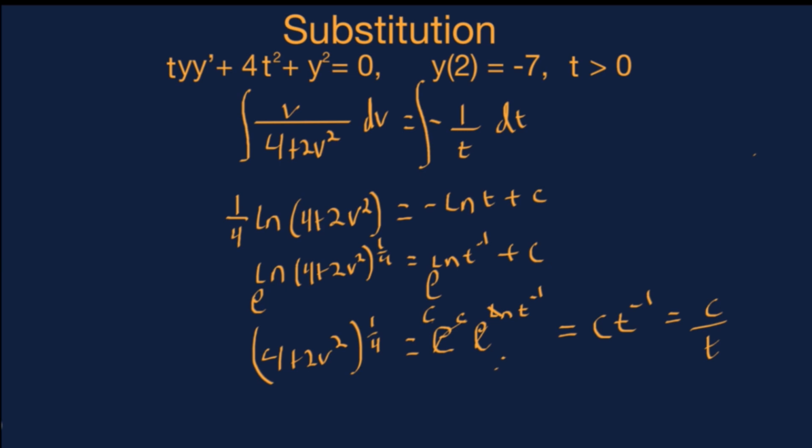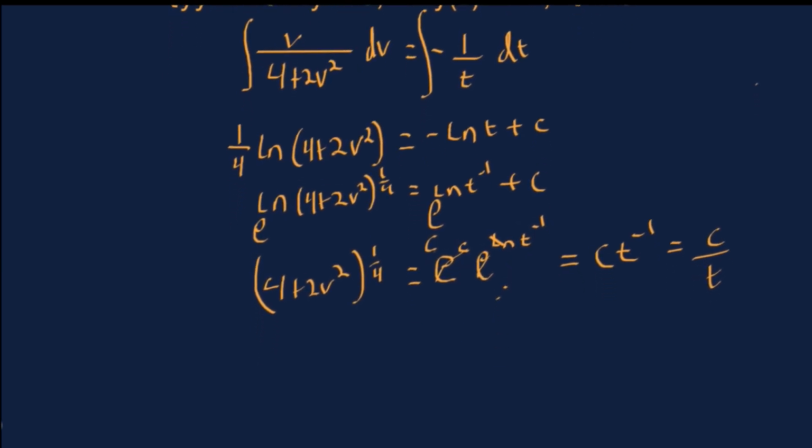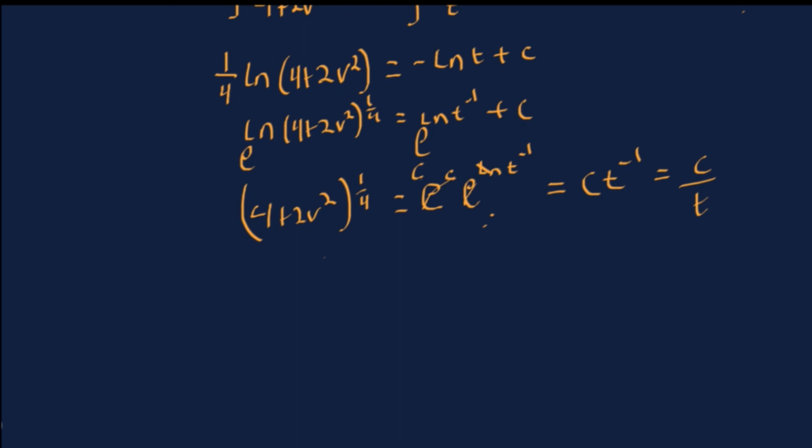So to solve for v, we can start by raising both sides to the power of 4. And when we do that, the left side becomes 4 plus 2v squared, and on the right side it will be equal to c raised to the power of 4 over t raised to the power of 4. But again, because c is an unknown constant, c to the fourth is also an unknown constant, so it can be absorbed into the constant. So that will be c over t to the fourth.